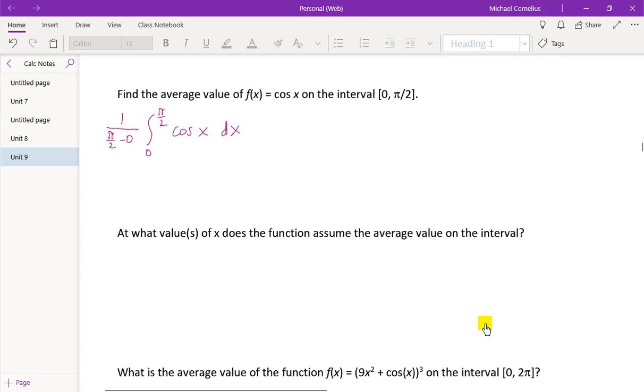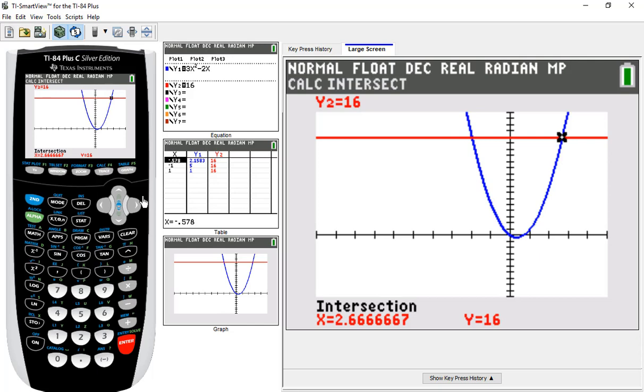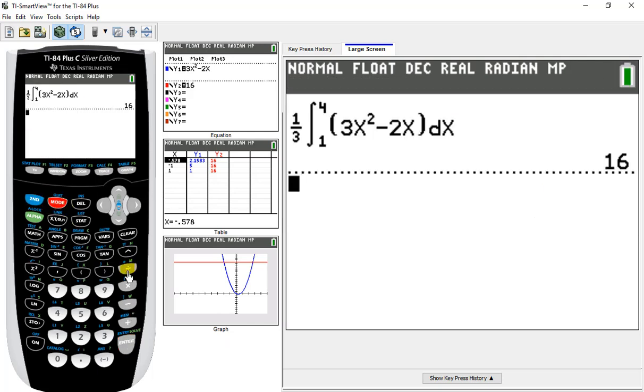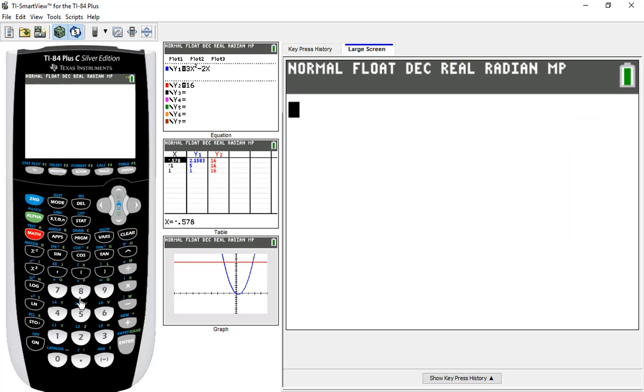Okay. And again, we're going to use the calculator to do this. So we'll go back to the home screen, and we'll clear all this stuff out of here. We're going to go to Math 9, and we want to go from 0 to pi halves. So we'll do pi divided by 2. All right. And we need cosine of x here, and dx.